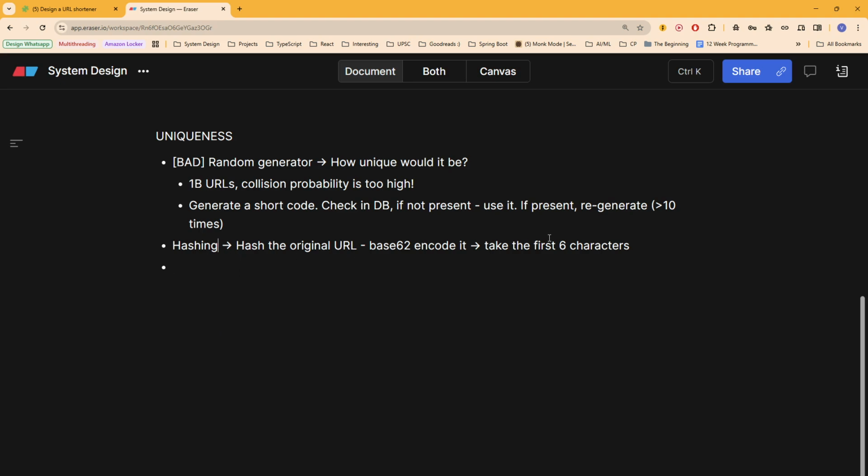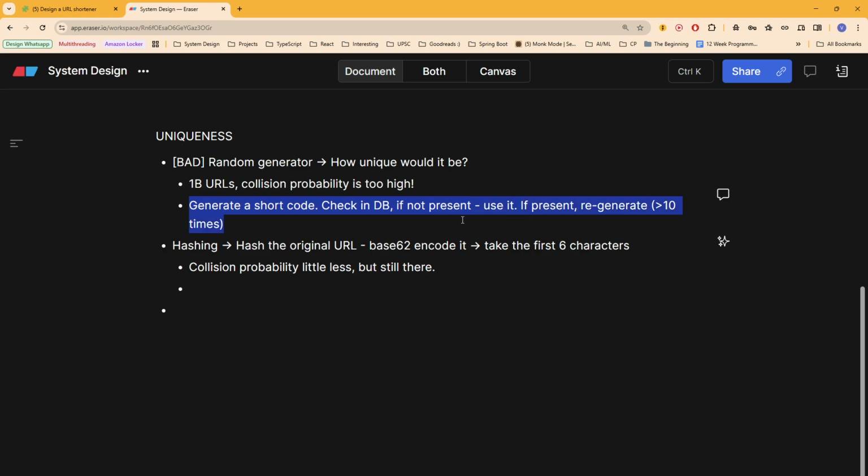But even with hashing, our collision is not resolved completely. The collision probability is a little lesser, but it's still there. Which means here as well, once you are done with these steps and you have the shortcode, you will have to check in the DB.